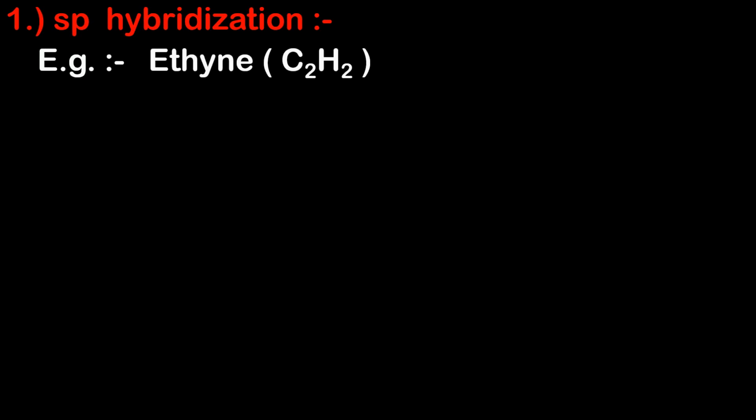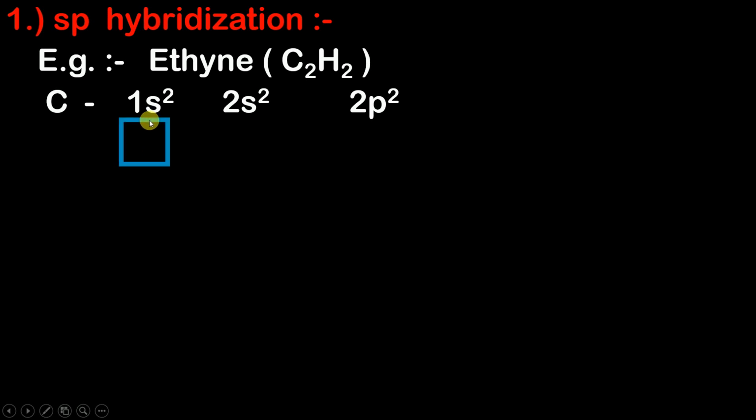And in order to understand this hybridization, we are going to consider an example of ethyne, C2H2. Okay, now let us consider the carbon atom, and the electronic configuration of carbon atom is 1s2, 2s2, 2p2. Now as we all know, inside this s subshell there is only one orbital present. Therefore we draw one box, and there are two electrons present, and we all know that in one orbital there can be two electrons. So we draw two arrows.